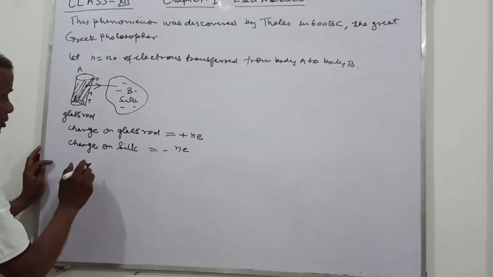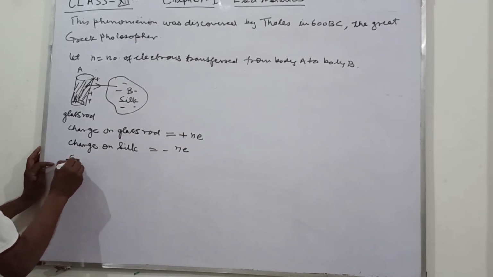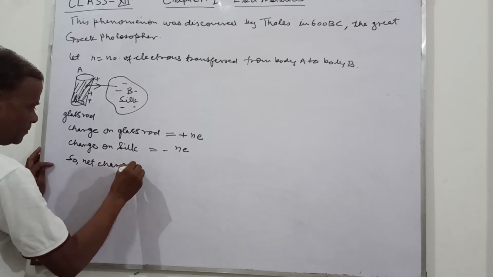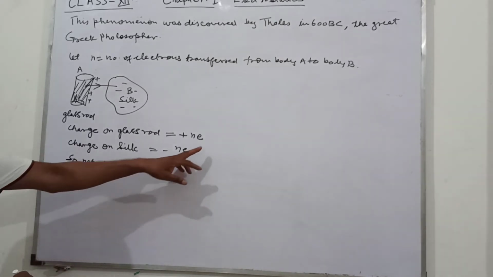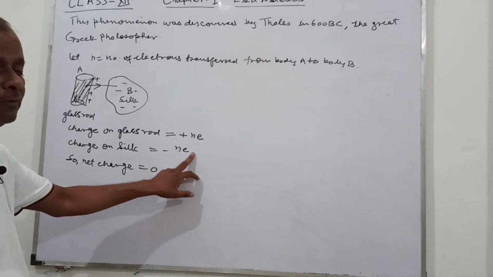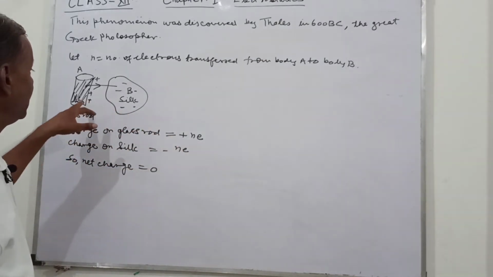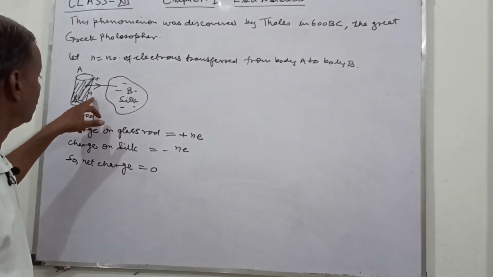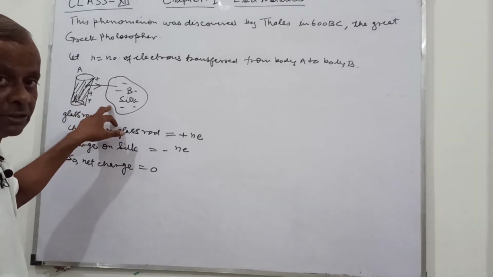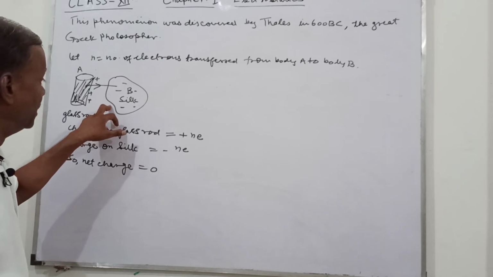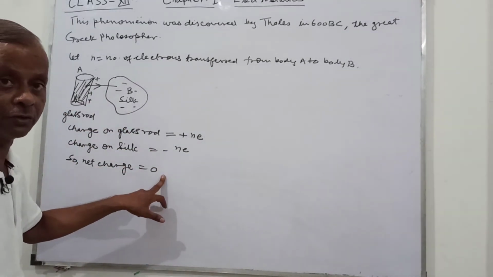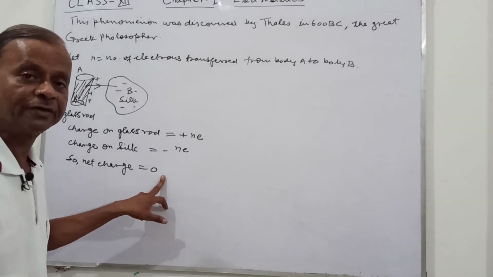So what is the net charge? Net charge is equal to 0. If we sum them up, it comes out to be 0. Initially, when there was no transfer of electrons, they were not electrified, so the net charge was 0. After this phenomenon, the net charge must also be equal to 0 according to the law of conservation of charge.